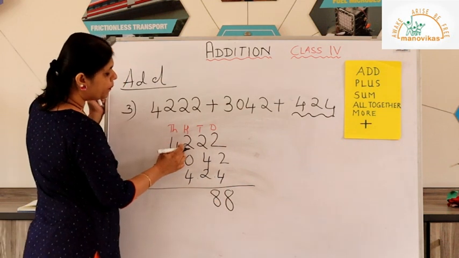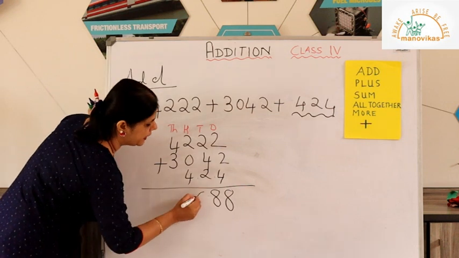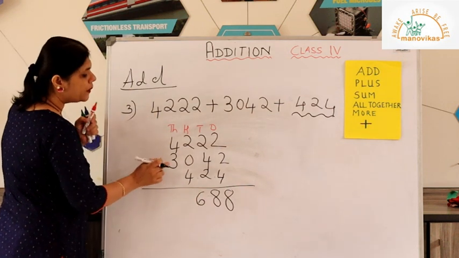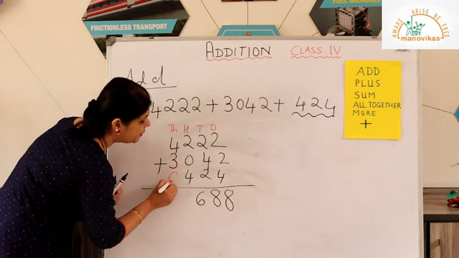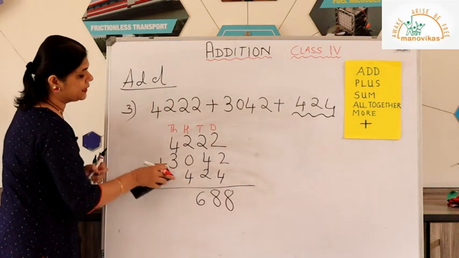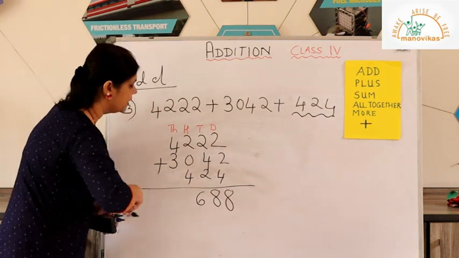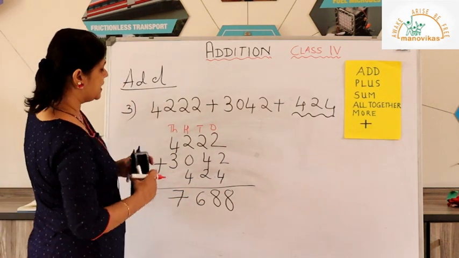Now, 2 plus 0 is 2. Again, plus 4 is how much? 6, right? Now, 4 plus 3 is how much? 5, 6, 7. Now, assume there is a 0 here. You don't have to write the 0. But 4 plus 3, you will directly write as 7. So, what is the answer? 7, 6, 8, 8.